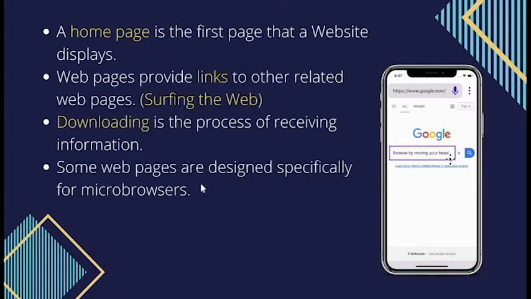And then some web pages are designed specifically for micro browsers. So what are micro browsers? Micro browsers are also called mobile browsers or wireless internet browsers. They are designed for use on a mobile device like smartphones or tablets. That's it for micro browsers.